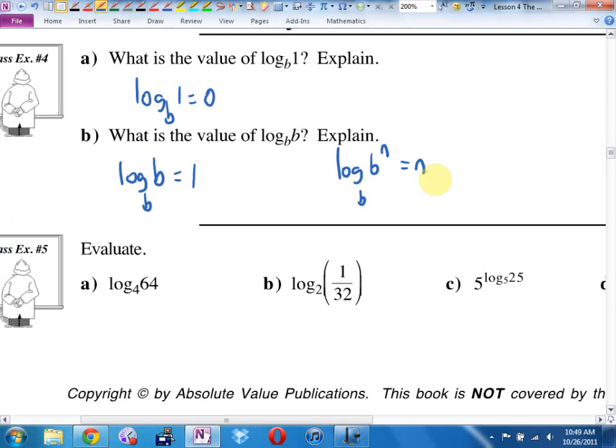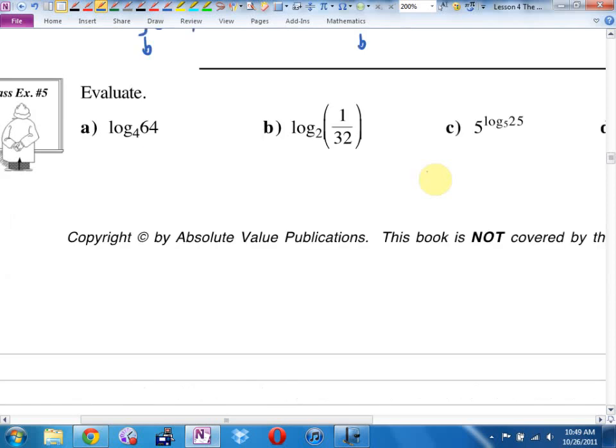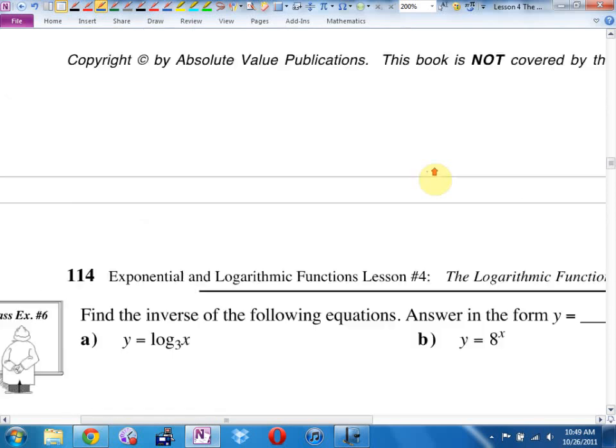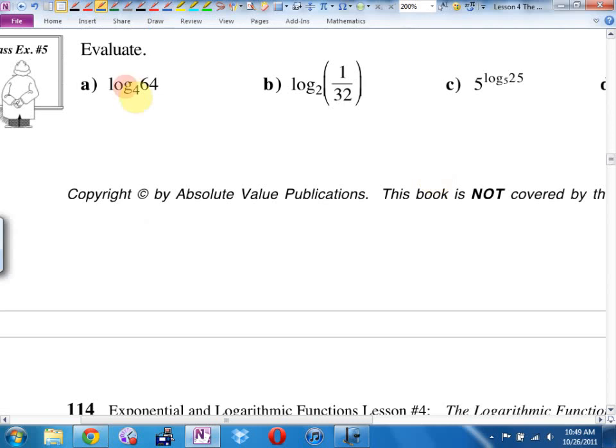Nearly done. A few more. It says, evaluate. What's the log base 4 of 64? 4 to what equals 64? 3. What's the log base 2 of 32? Sorry, what's the log base 2 of 1 over 32?